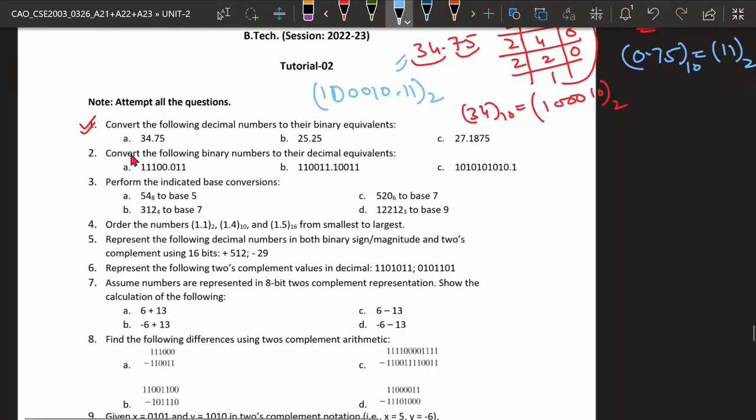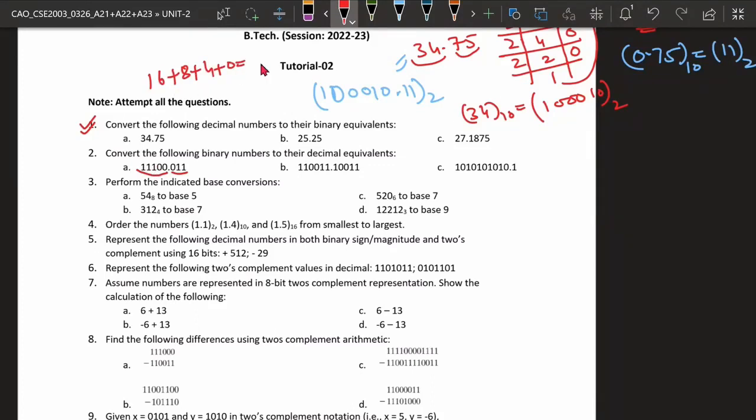Similarly, the second part is to convert the binary number into its decimal equivalent. Again, here we need to convert each part into the decimal equivalent separately, and then we will be adding them together. So the powers are 2 to the power 0, 1, 2, 3, and 4. That is going to represent 16 plus 8 plus 4, plus 0 0, which will be equal to 28.